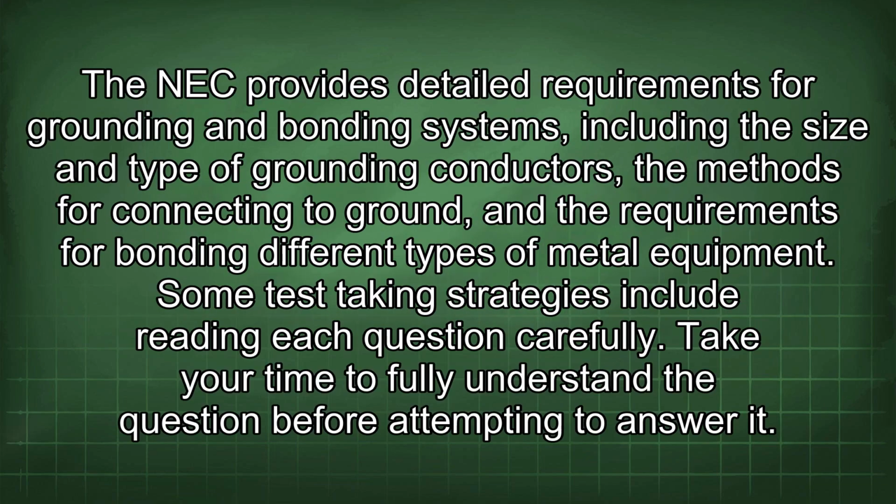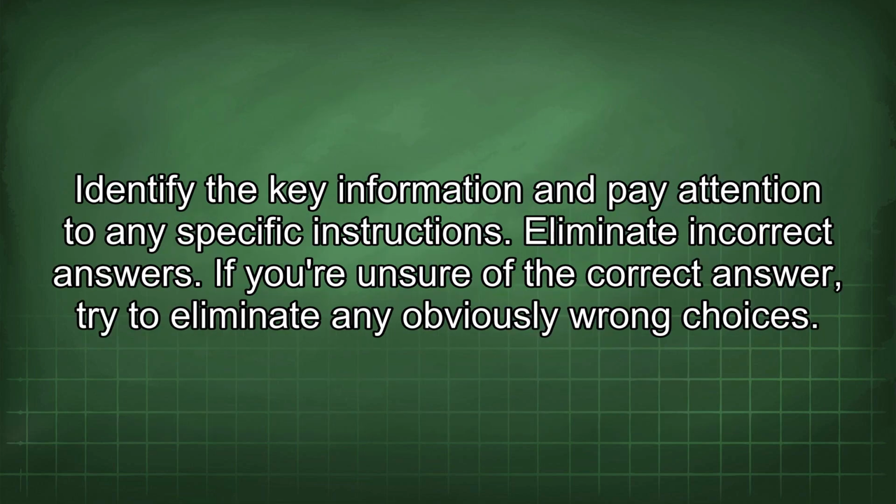The NEC provides detailed requirements for grounding and bonding systems, including the size and type of grounding conductors, the methods for connecting to ground, and the requirements for bonding different types of metal equipment. Some test-taking strategies include reading each question carefully. Take your time to fully understand the question before attempting to answer it. Identify the key information and pay attention to any specific instructions.